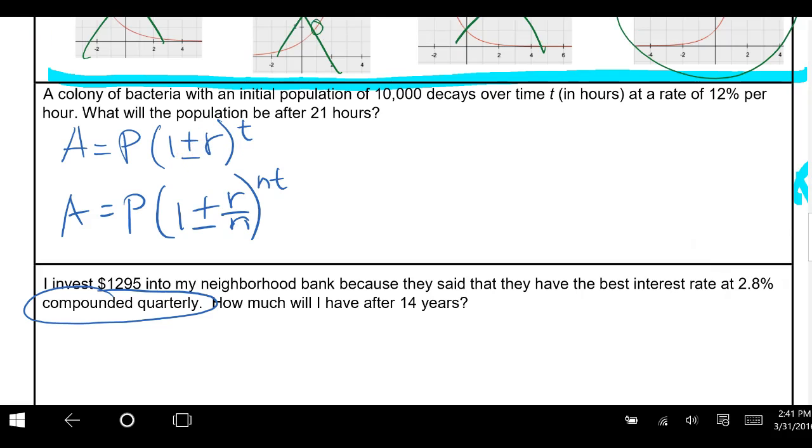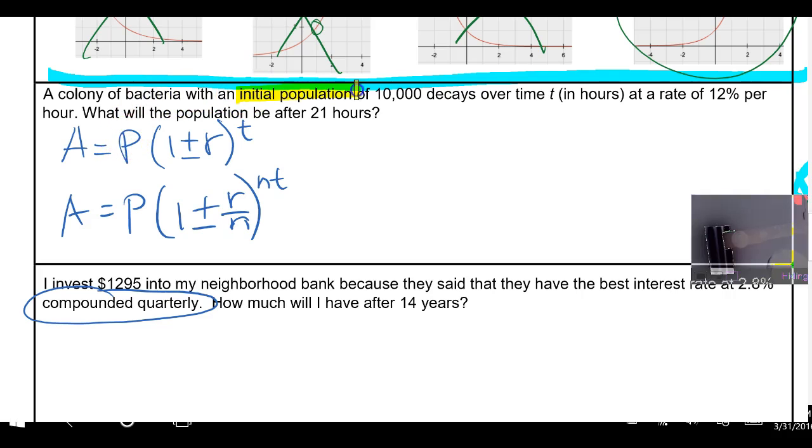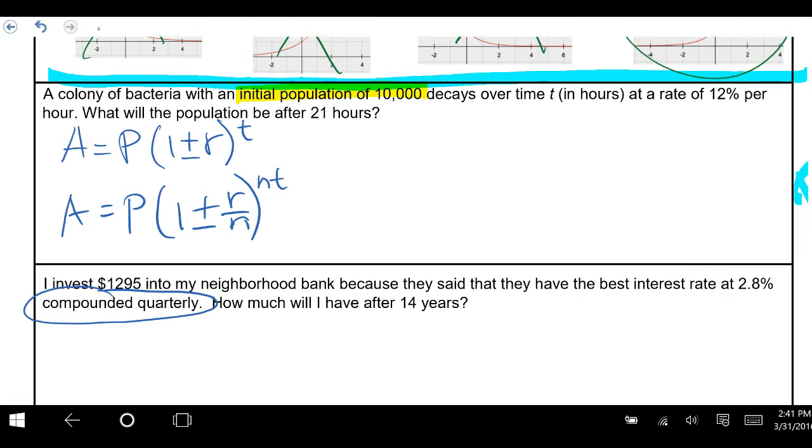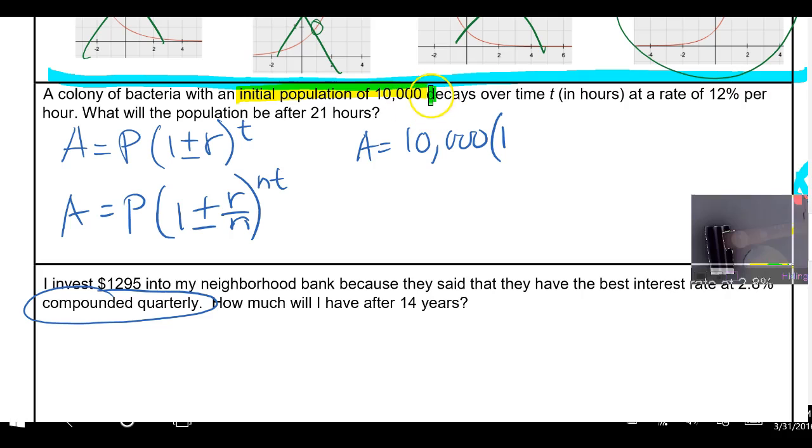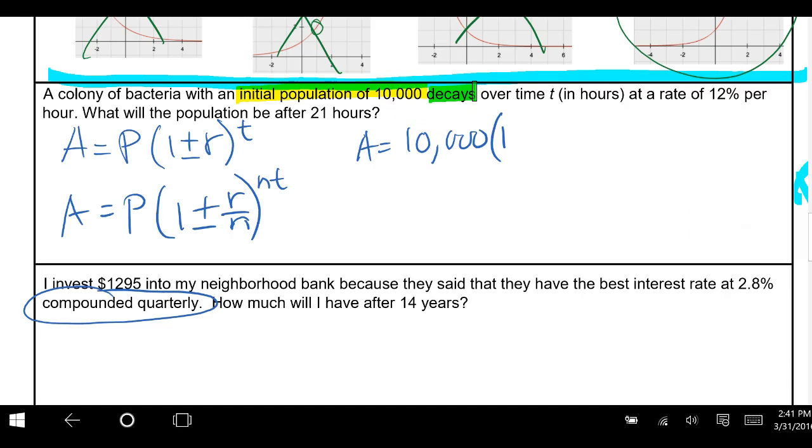Okay, so let's go ahead and plug in our values. First, the P is our initial or starting value, and it says we started with an initial population of 10,000. So there's our first value we want to plug in. A equals 10,000. And then we want to do 1 plus or minus. We have to decide. Well, if we look at the sentence, it says decays over time. If something decays, that means it's decreasing over time. So we're going to use minus.